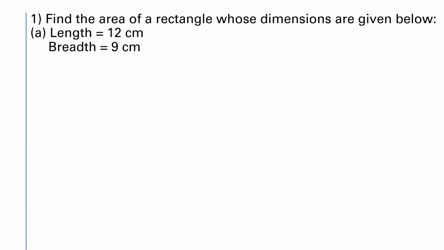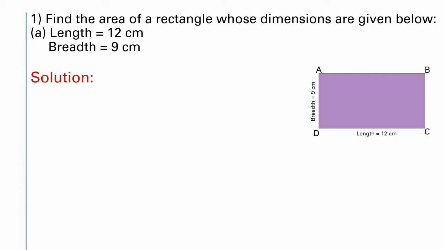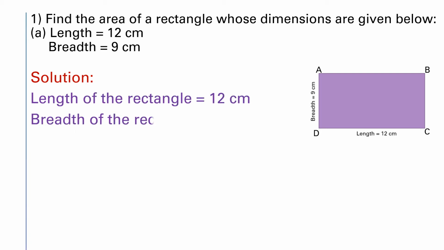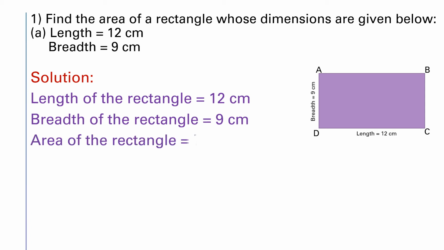Question number 1. Find the area of a rectangle whose dimensions are given below. A. Length is equal to 12 cm and breadth is equal to 9 cm. Let's write the solution. In rectangle ABCD, length of the rectangle is equal to 12 cm. Breadth of the rectangle is equal to 9 cm. And area of the rectangle we have to find out.